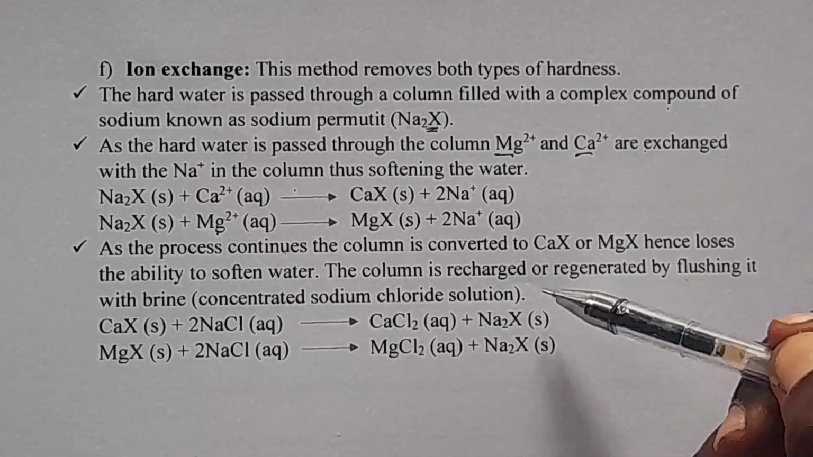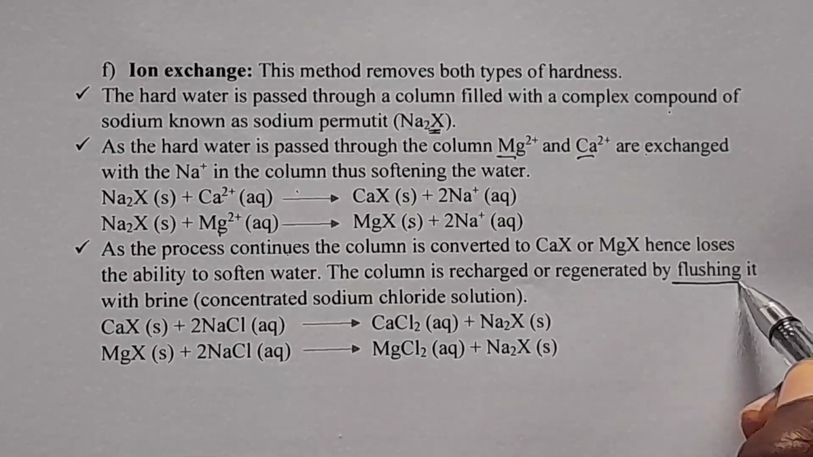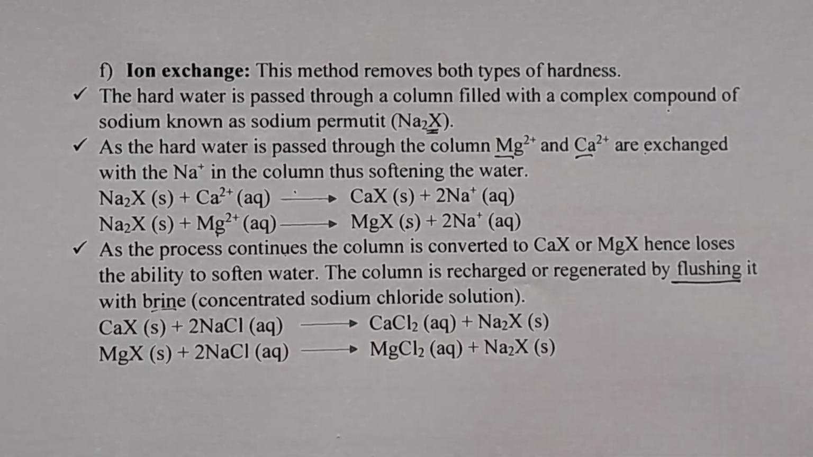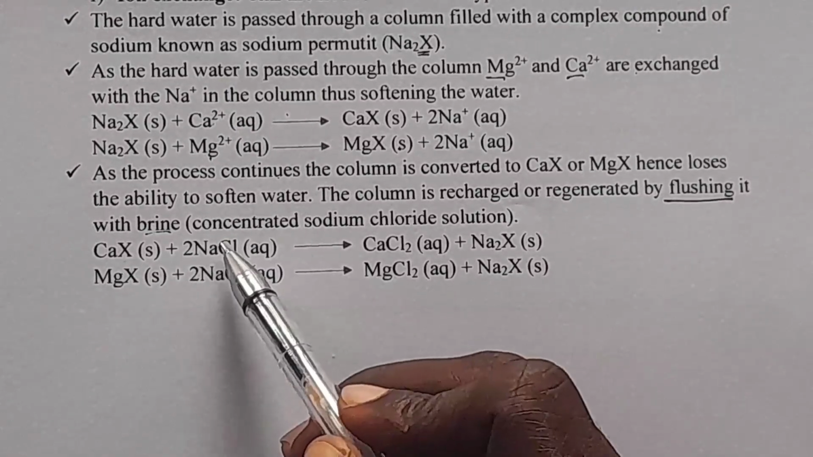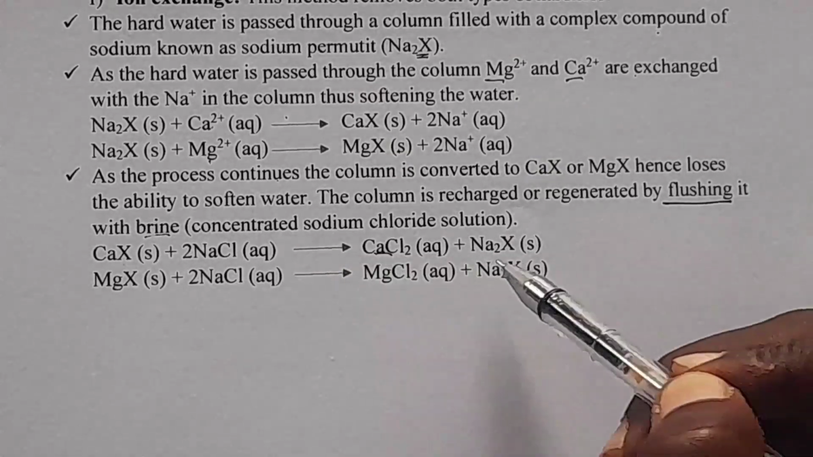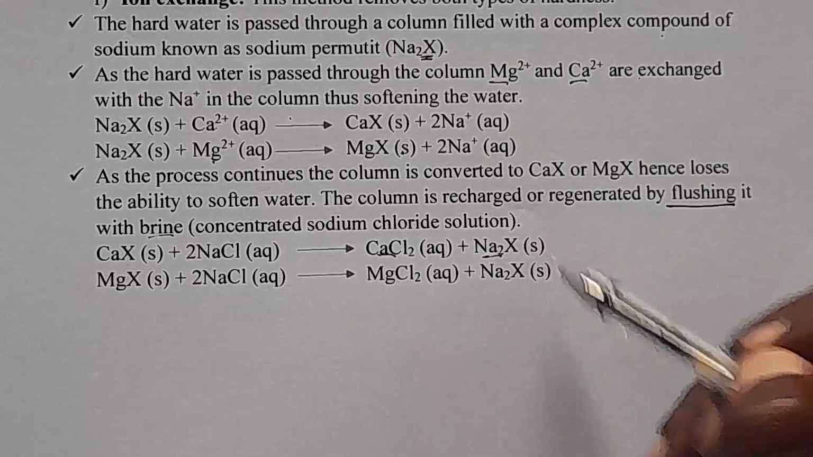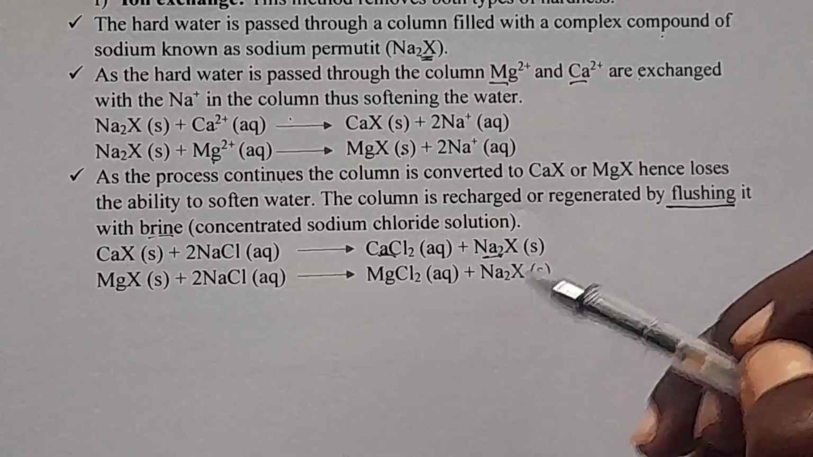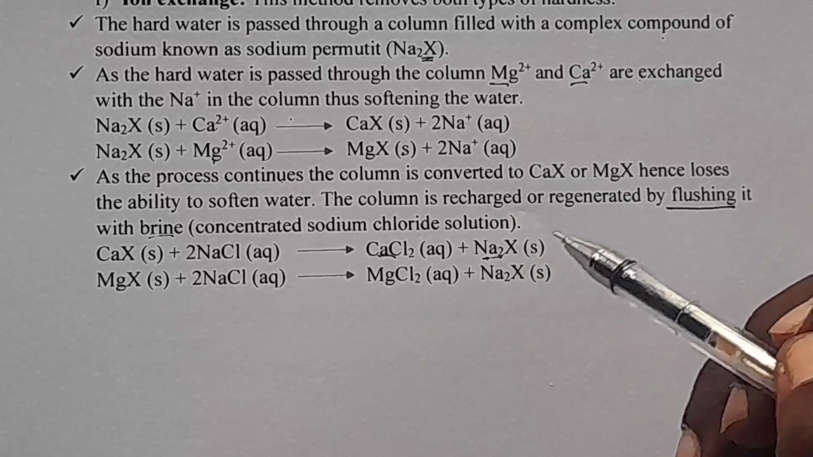The column is recharged or regenerated by washing or flushing it with brine, or concentrated sodium chloride solution. To write that equation, we have calcium complex solid plus concentrated brine, and we get calcium chloride and the sodium complex. So that means the column is regenerated, or recharged, because it has its initial components.